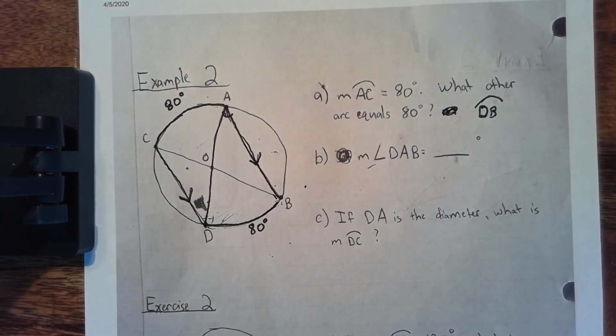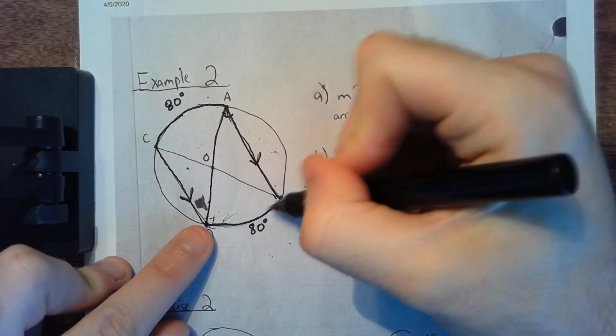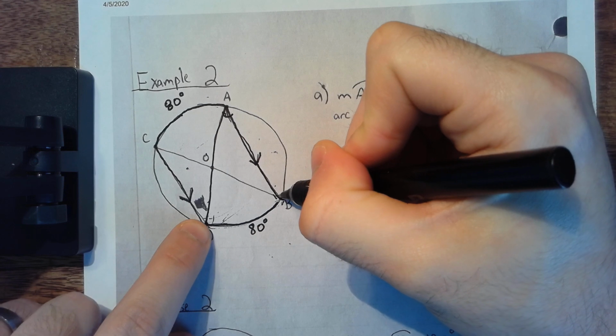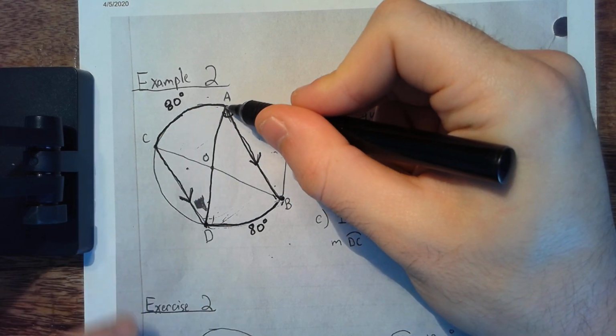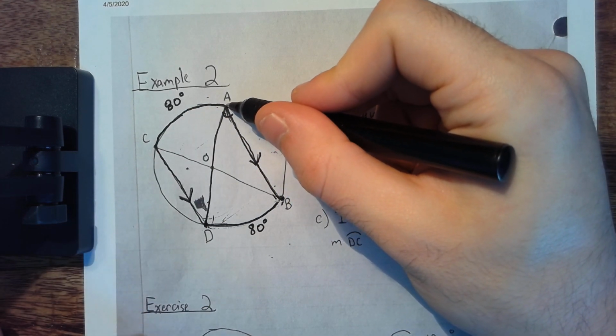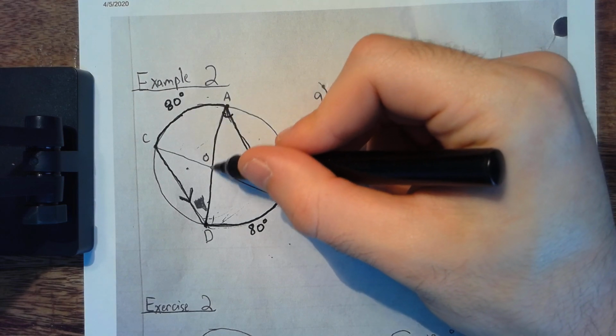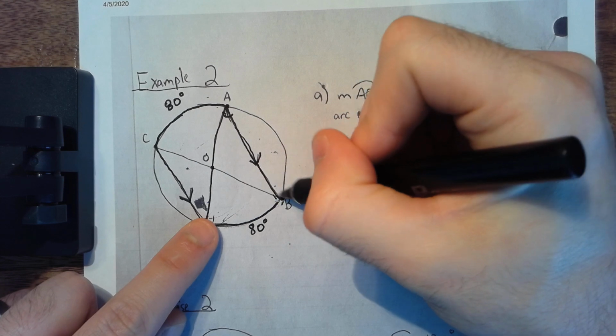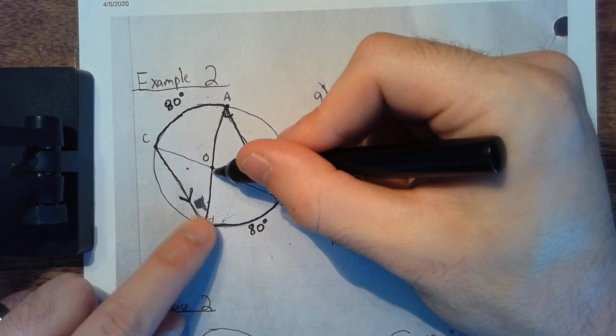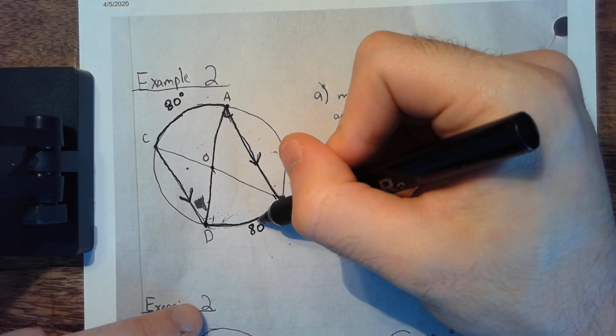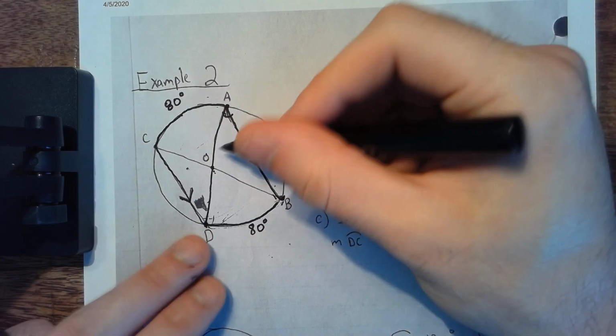And remember from example 1, this is 80 degrees from D to B. It's leading to an inscribed angle. And this is inscribed because it's on the circle. If it stopped at O, that would be a central angle. So DOB is also 80 degrees because the central angle is the same measure as its minor arc.